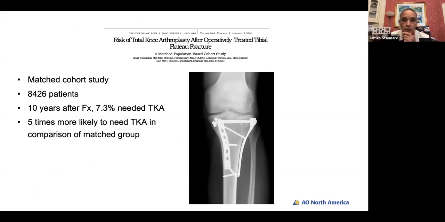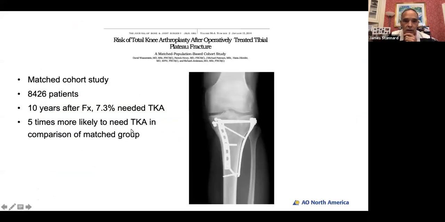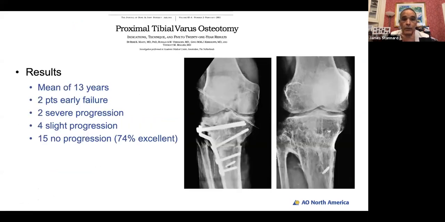Finally, Tim went into the much more difficult in many ways topic of intra-articular deformities. And he talked a little bit about a big matched cohort study with over 8,000 patients. And that patients who had intra-articular step off that was left were 5 times more likely to need a total knee than a matched control group. The results of this were a mean of 13 years.